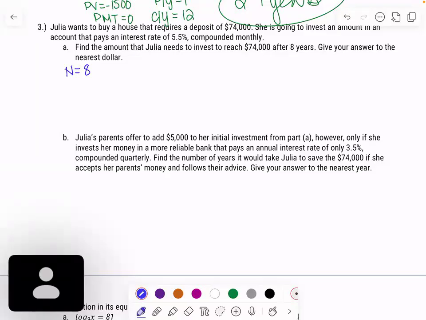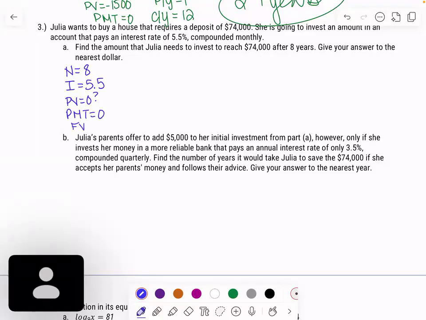We know that our interest is 5.5. I just drew a blank on what's the next thing on the app. Present value is what we're trying to find, so we're going to do 0. Payment, we don't know. She's not paying anything yet. She's just trying to buy a house.